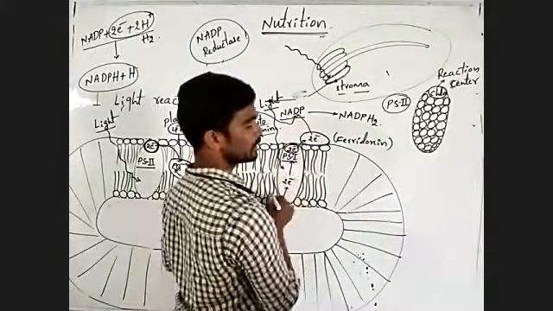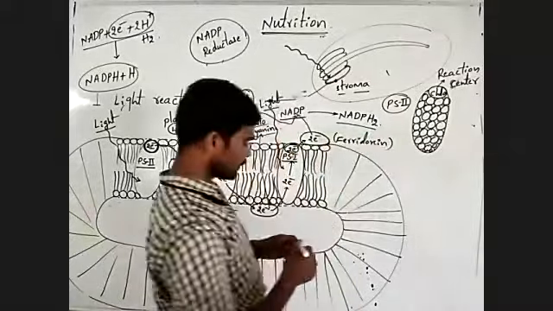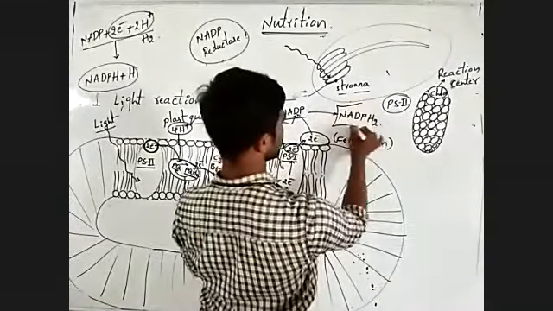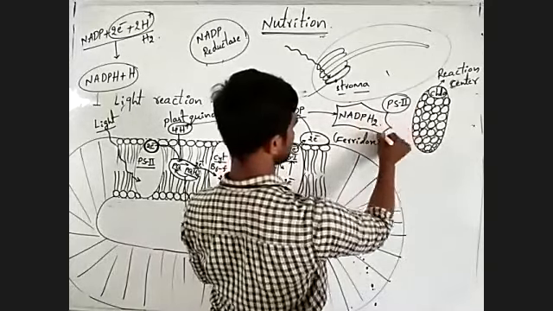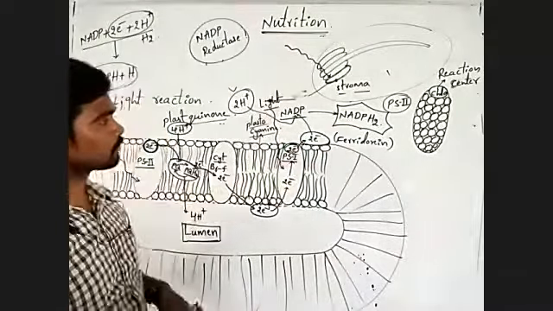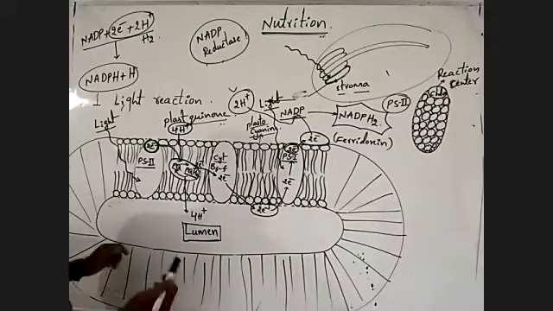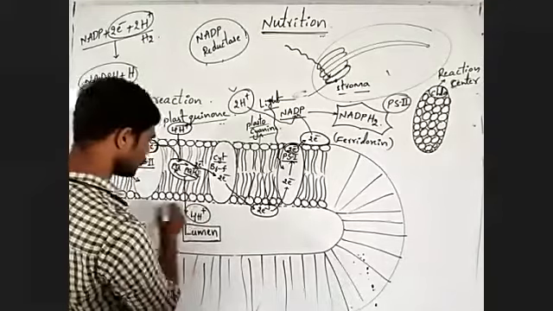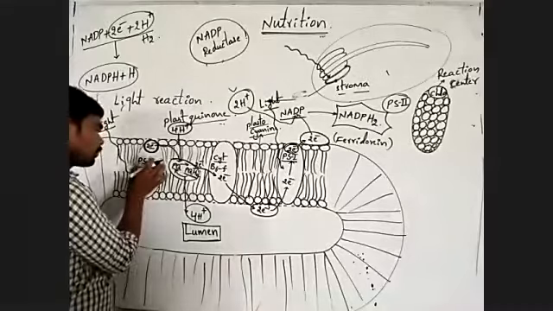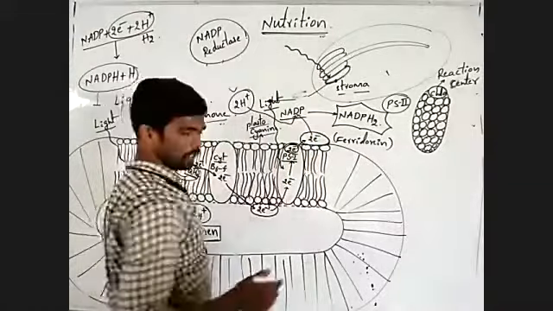Like this, NADP is reduced to NADPH2. Now this NADPH2 has formed in stroma. Understanding? Now observe here, 2 electrons are transported from photosystem 2 to the NADP present in stroma.